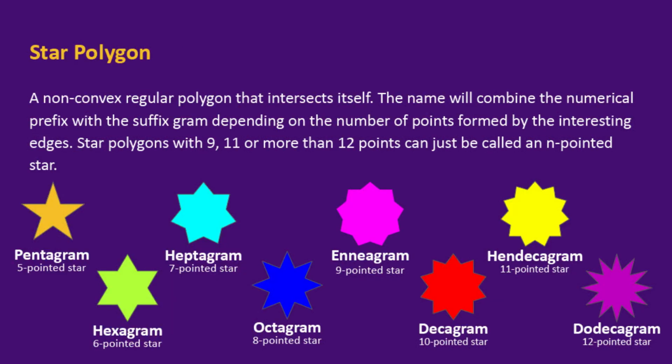A star polygon is a non-convex self-intersecting regular polygon. In a similar way, star polygons are named by the number of points formed by the intersecting edges. A 5-pointed star is called a pentagram, a 6-pointed star is a hexagram, a 7-pointed star is a heptagram, an 8-pointed star is an octagram, a 9-pointed star is an enneagram, a 10-pointed star is a decagram. Not the metric unit of mass or weight. An 11-pointed star is a hendecagram, and a 12-pointed star is a dodecagram.